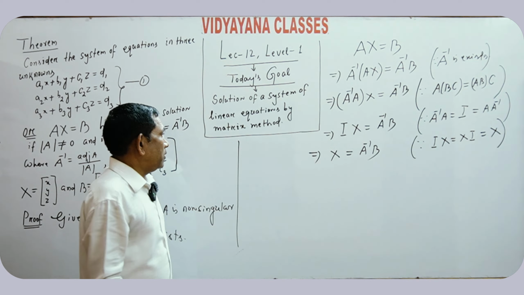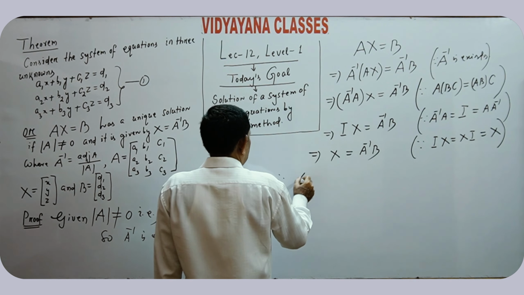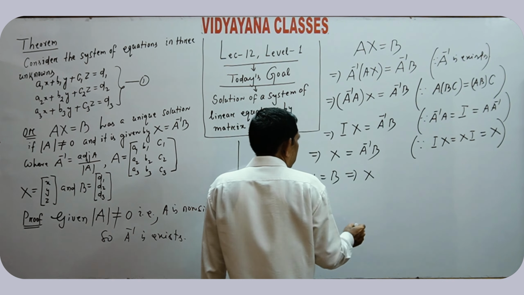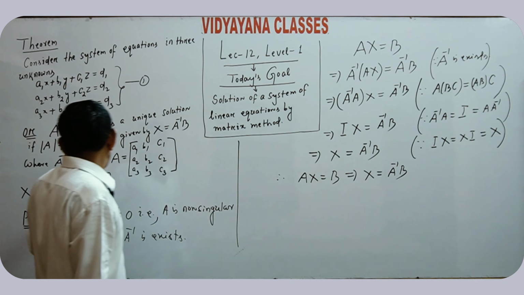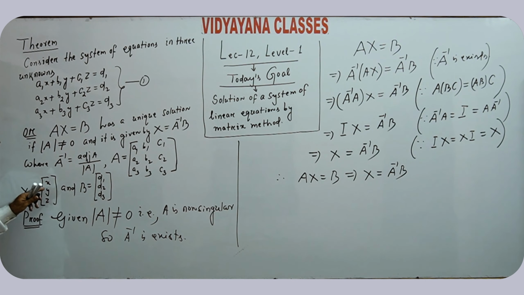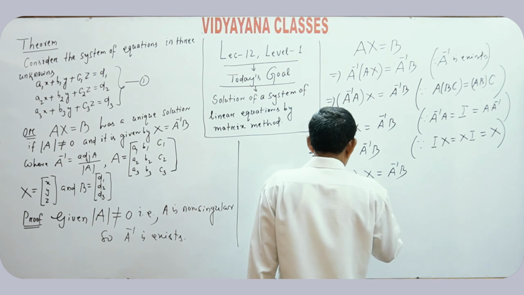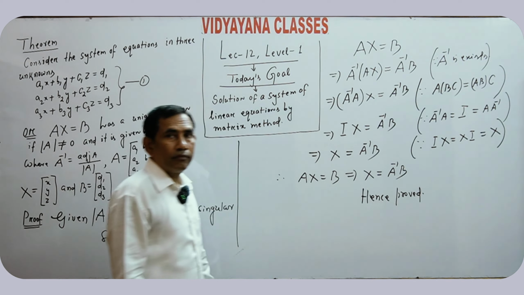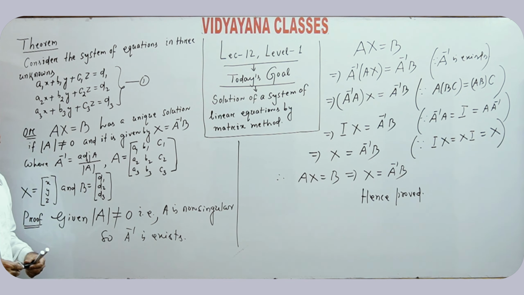Clear? Therefore, AX is equal to B implies capital X is equal to A inverse into B, where capital X is the matrix having elements x, y, z. Hence proved. Clear? Okay. Write down.